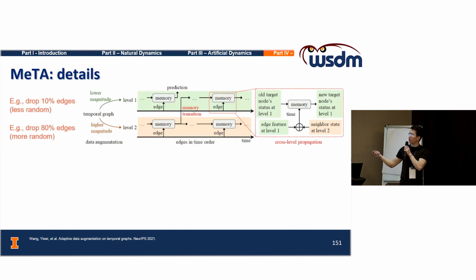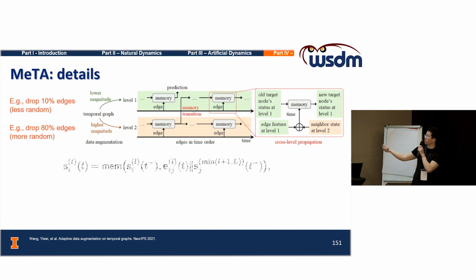So let's take an example to see how their method works. They augment the given temporal graphs by different augmentation amplitudes. What I mean by augmentation amplitude is that on one graph we may drop 10% of the edges, and on the other graph we can drop 80% of the edges. So in this demo example, we only generate two views of the given temporal graphs: one drops 10%, and the other drops 80% of the edges.